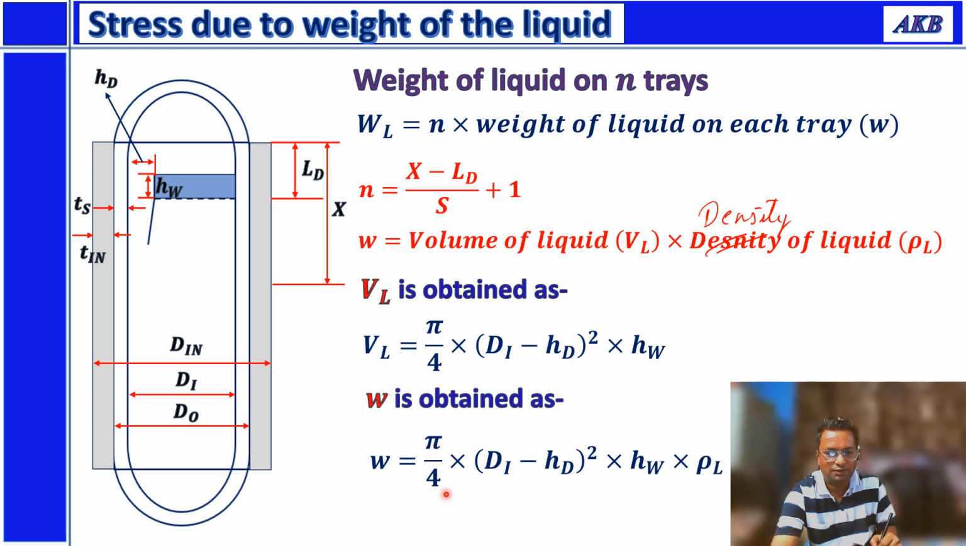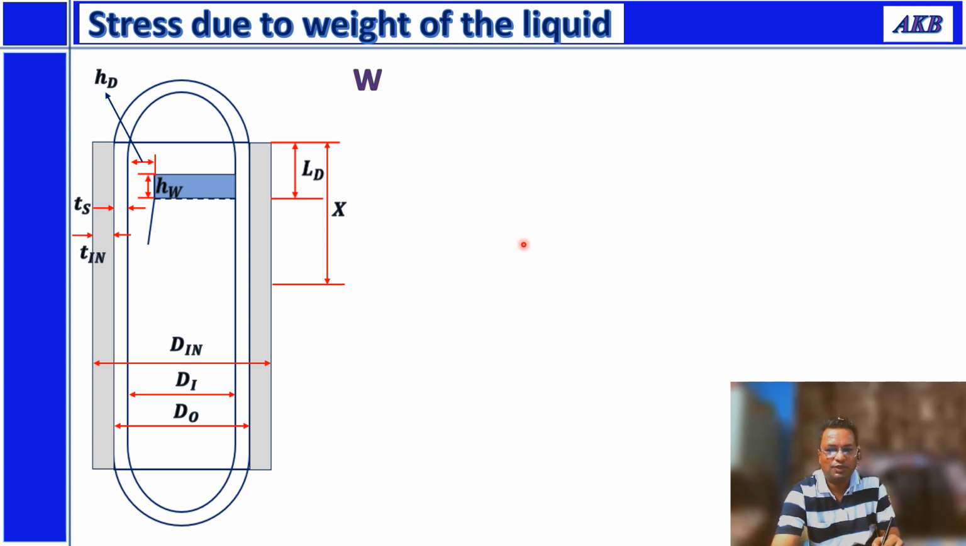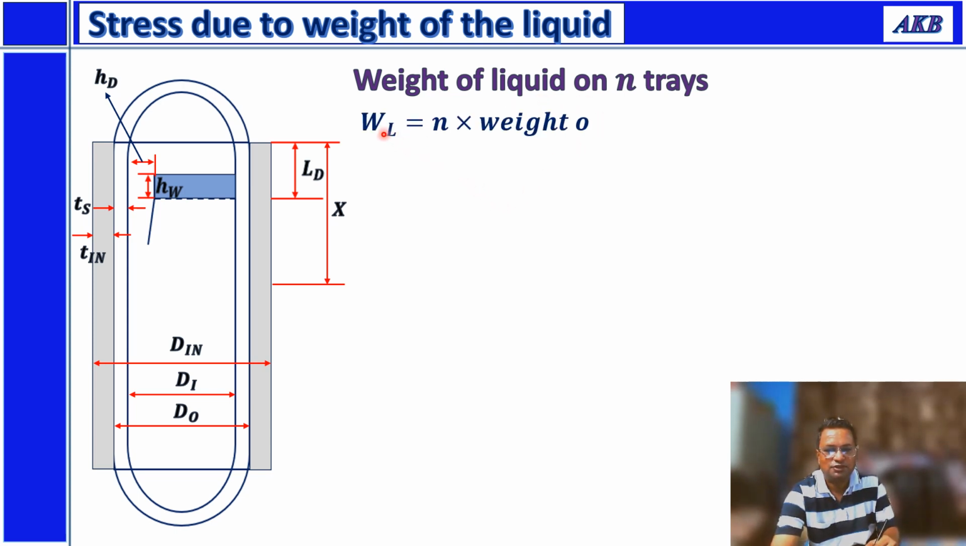Now you can directly go with this formula. You have got VL, that is volume. So W will be pi by 4 into (Di minus HD) squared into HW into rho L. This is the weight of liquid on one tray. Once you have the weight of liquid on one tray, it is easy to get the weight of liquid on n trays. So WL will be n into the weight of liquid on each tray.